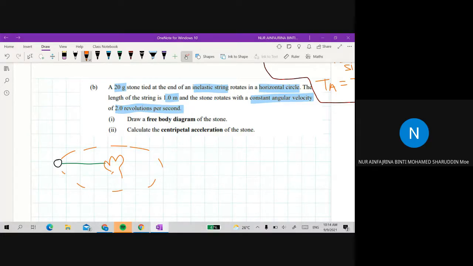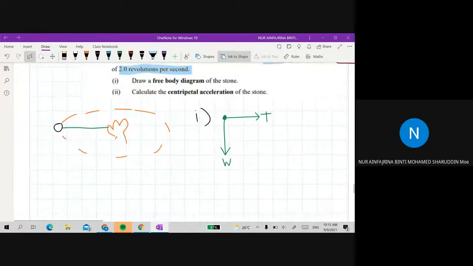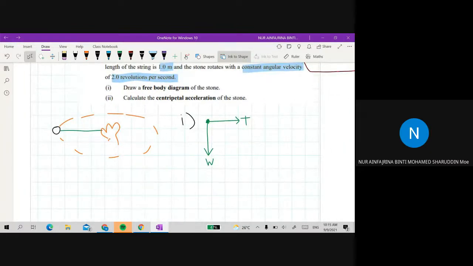Okay, now sekarang Miss nak tanya awak. Kalau kita nak lukis free body diagram dia, forces apa je yang ada dekat stone ni? Akan ada force apa je? Okay, weight ke mana? Bawah. Okay, weight always pointed downwards. Okay, tension awak ke mana? Kanan. Ke kanan. Weight and tension. Okay, very good. So this is your free body diagram. Okay. Now, calculate the centripetal acceleration of the stone. So now we are going to look for the centripetal acceleration. Macam mana you nak buat? Anyone?